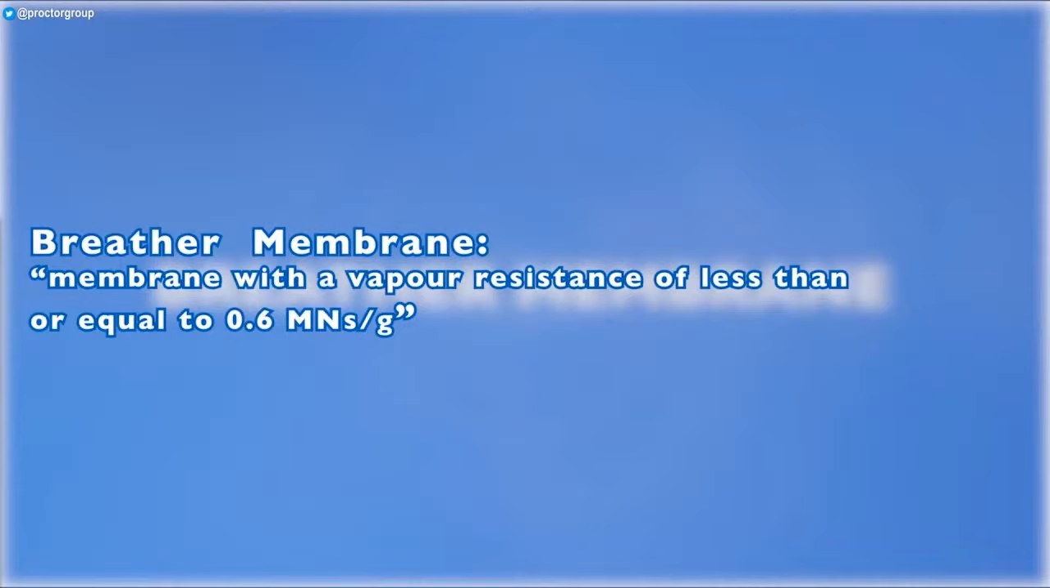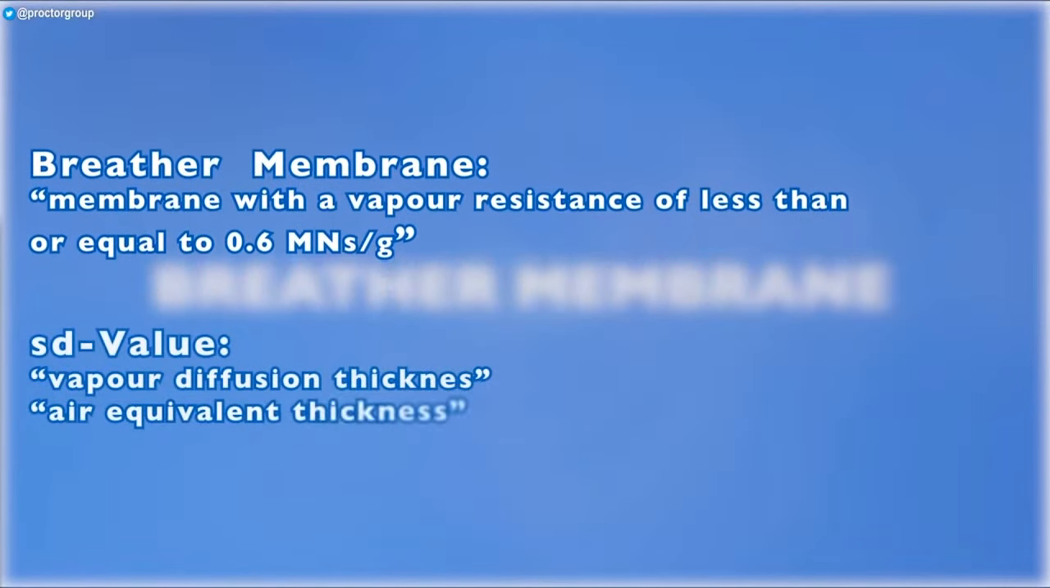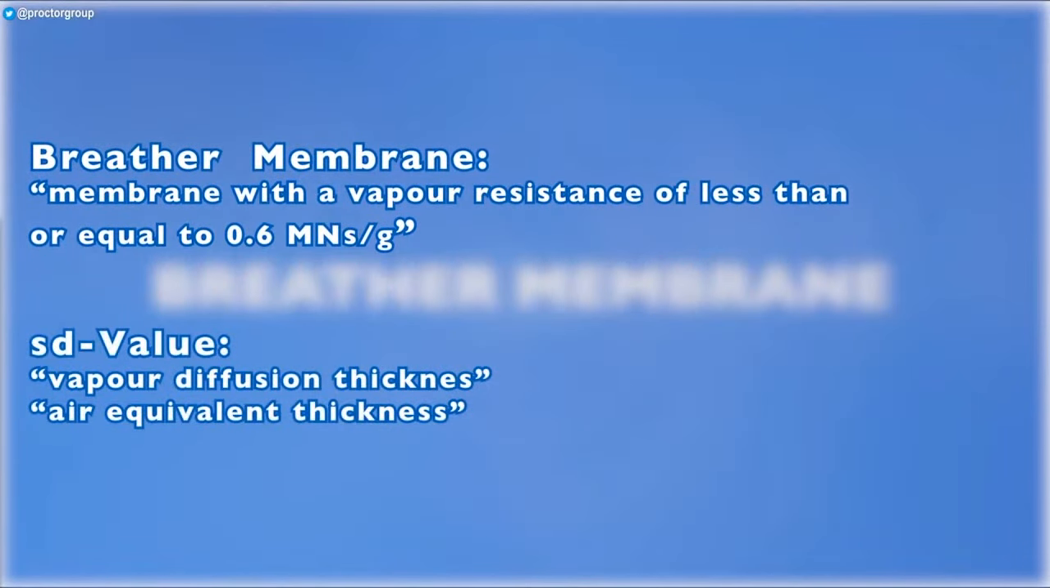It is, however, increasingly common to measure membrane performance using SD values, in which case a value of 0.12 metres or less would be required. An SD value, also referred to as a vapour diffusion thickness, or air equivalent thickness, is simply a measure of the thickness of an air layer that would be required to resist vapour transfer to the same degree.